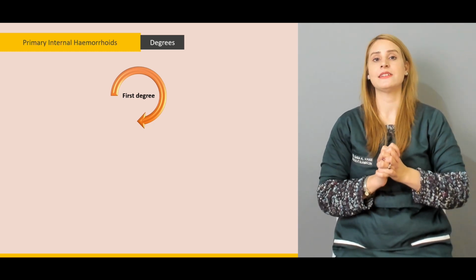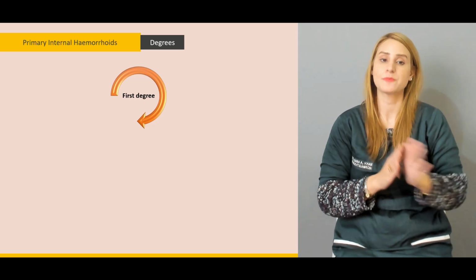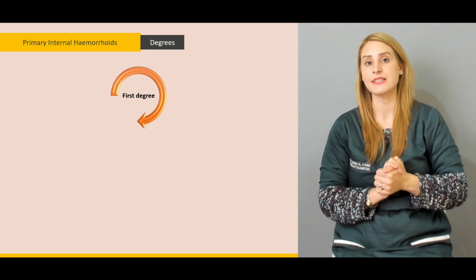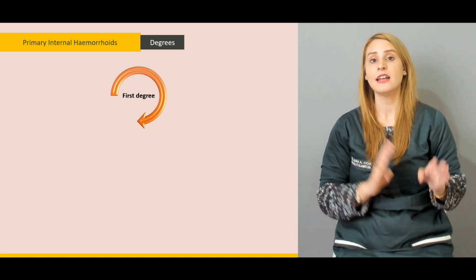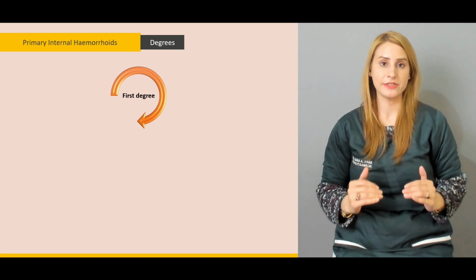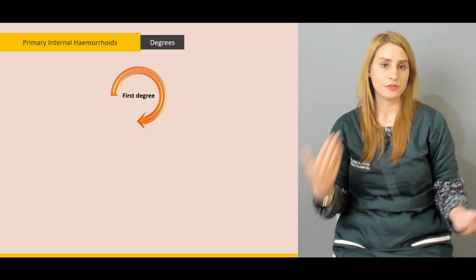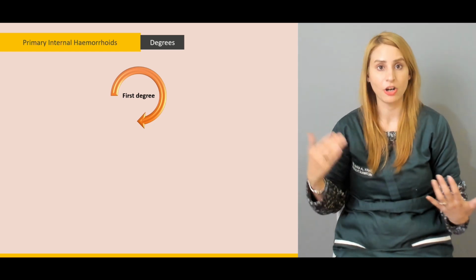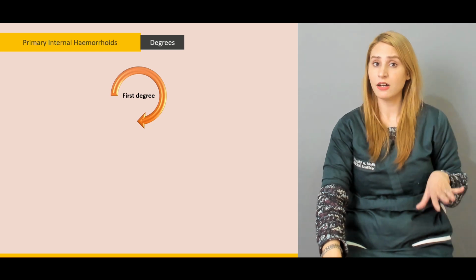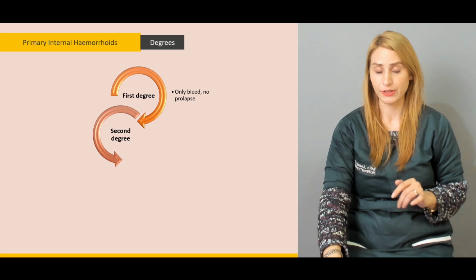Now, degrees of the internal hemorrhoids are important. There are 4 important degrees of the hemorrhoids, especially the internal hemorrhoids. So the degrees are related to the primary internal hemorrhoids. So there are 4 degrees: first degree, second degree, third degree, and fourth degree. The first degree hemorrhoids are those in which the patient is only coming to you with a complaint of PR bleed. So if there is only PR bleed, that would be first degree hemorrhoid, and there would be no prolapse.